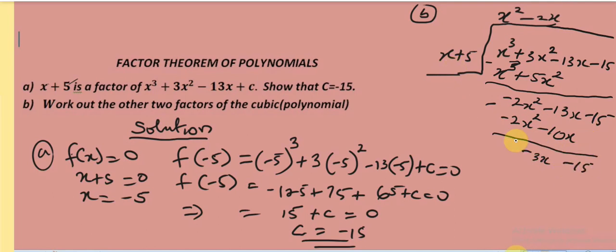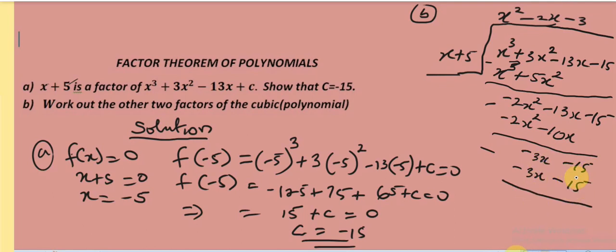So I'll now use this x to divide minus 3x. Because x will cancel x, it will remain minus 3. I'm going to write minus 3 here. So I'll use minus 3 to multiply the divisor again. Minus 3 times x will give me minus 3x. Then minus 3 times plus 5 is going to give me minus 15. I'll subtract again. So this minus this is going to give me 0.